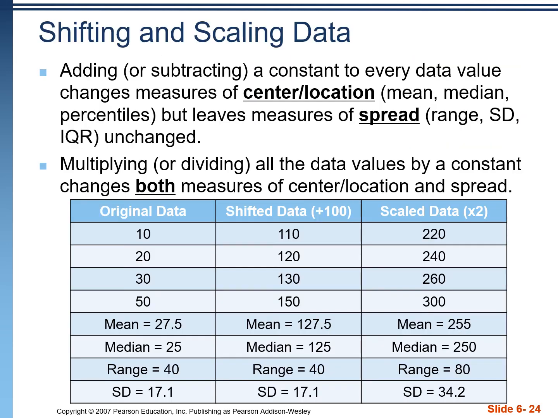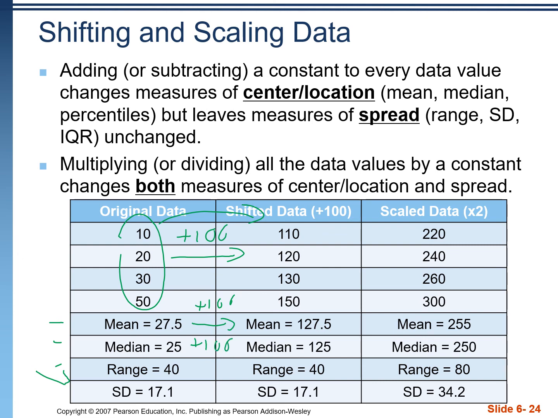Last thing to cover is how shifting and scaling data affects different measures of center and spread. So let's start with a simple data set. It's 10, 20, 30, 50. Here's the mean, median, range, standard deviation. If we shift this data set, meaning we're going to add the same number to everything in the data set, in this case it's 100, so now 10 becomes 110, 20 becomes 120, etc. We can see that the mean also increases by 100. Same thing with the median. So measures of center change with that shift.